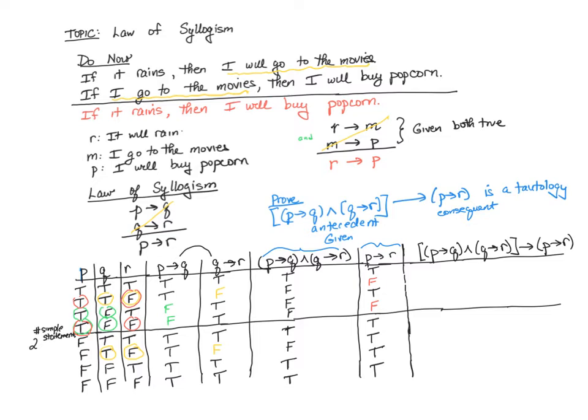All right, now we combine these last 2 columns so that this is our antecedent here. This is our antecedent, and that's our consequent. So let's see. If true, then true gives me true. If false, then false is true. If false, then true is true. If false, then false is true. If true, then true is true. If false, then true is true. If true, then true is true. And if true, then true is true. Yes, a tautology. So we proved the law of syllogism. There it is.